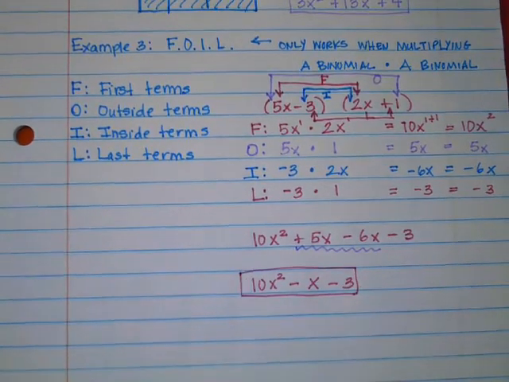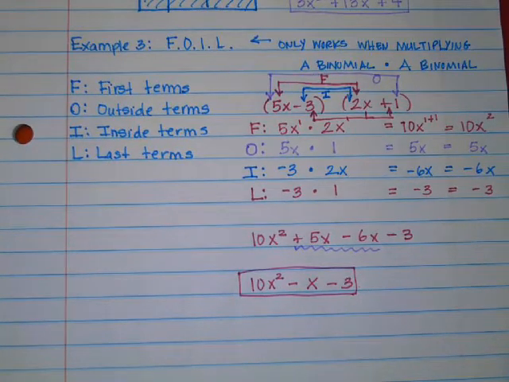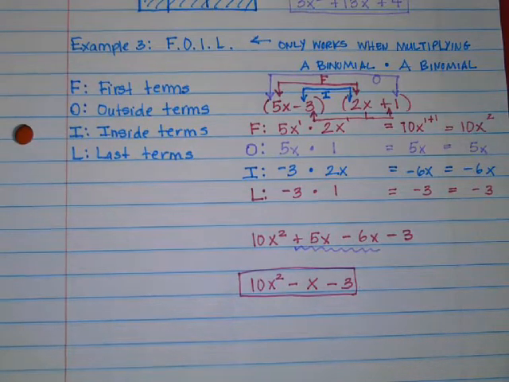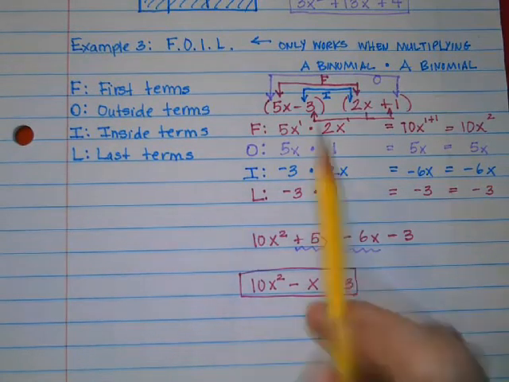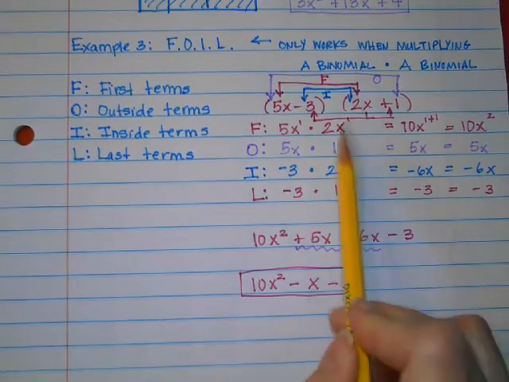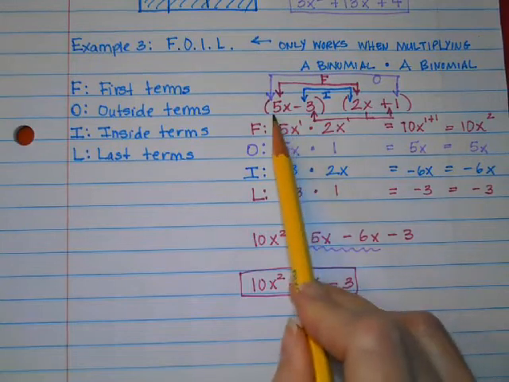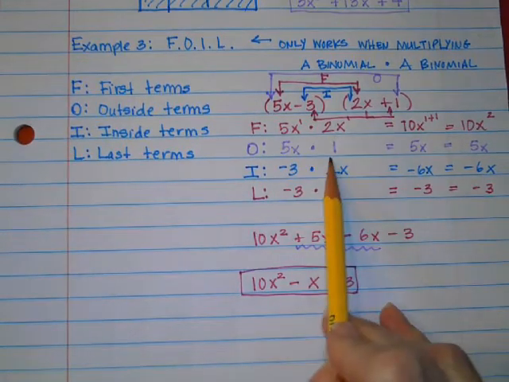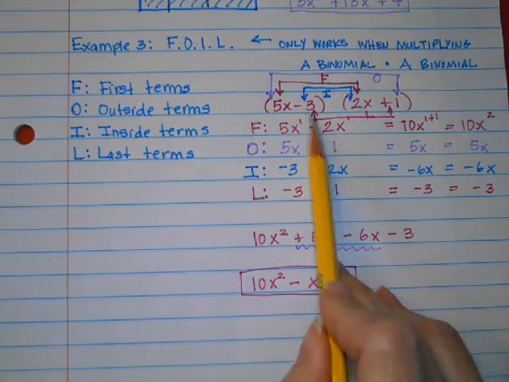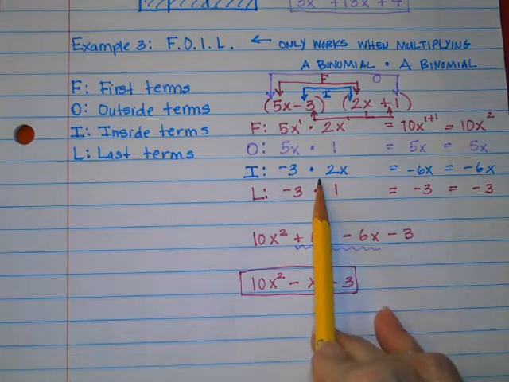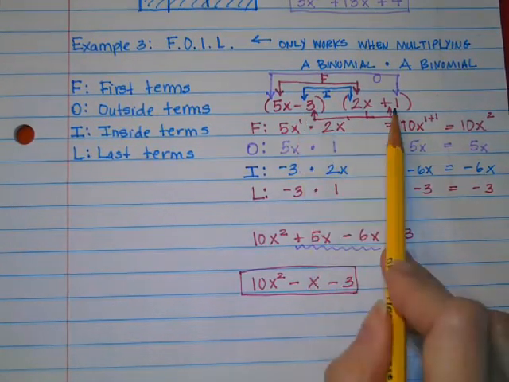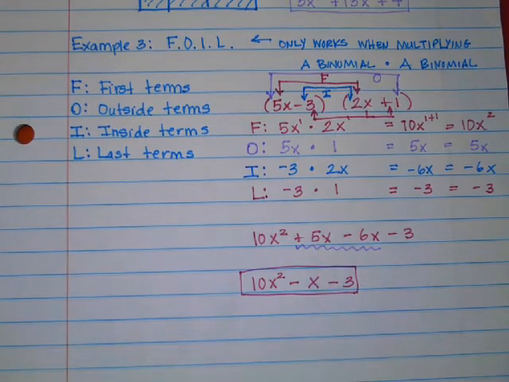So who can tell me what they think this FOIL method might be similar to? That's right, Connor. It's very similar to our distributive property. So remember with our distributive property, we multiplied 5x times 2x, which we did. Then we did 5x times 1, which we did. Then we distributed the negative 3 times the 2x, which we did here. And then we did negative 3 times the positive 1, which we did here. So the FOIL method in a binomial times a binomial is the exact same thing as the distributive property.